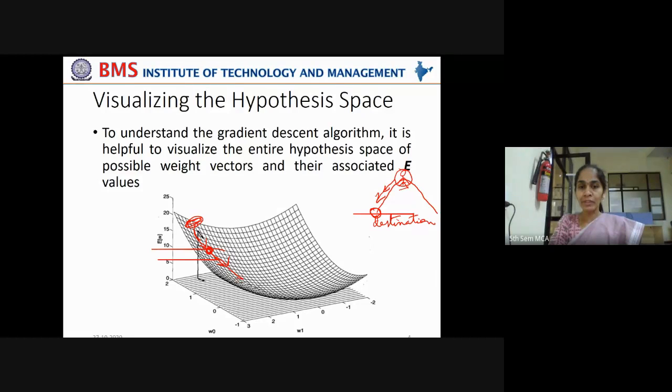Then go forward, check the weights, check the prediction accuracy again. Yes, there is lesser prediction error compared to the previous step, which means it is going in the right direction. The model is being trained in the right direction. Yes. Now, as it comes to the global minimum, this is the global minimum, right?